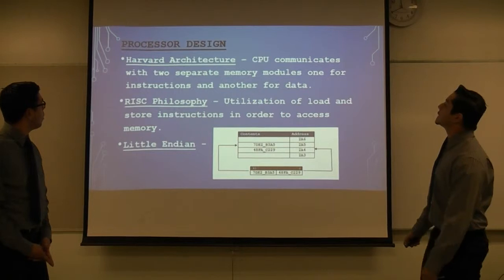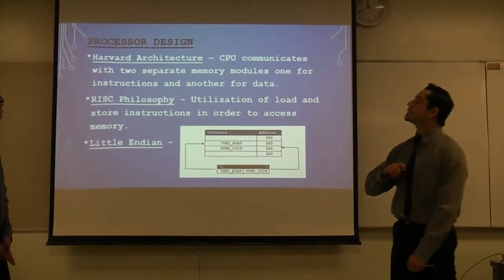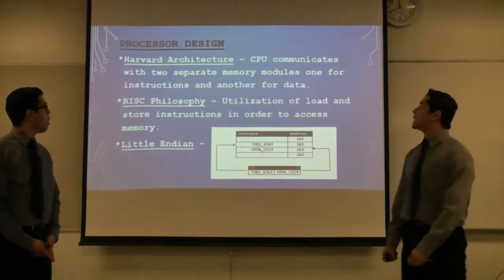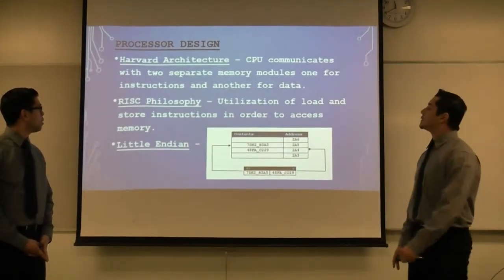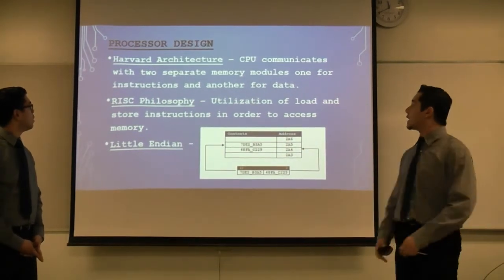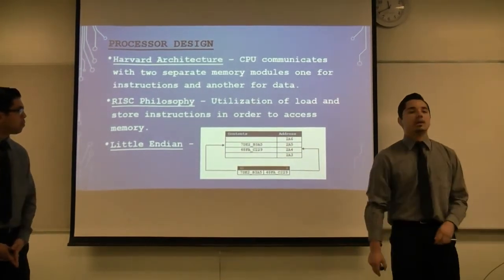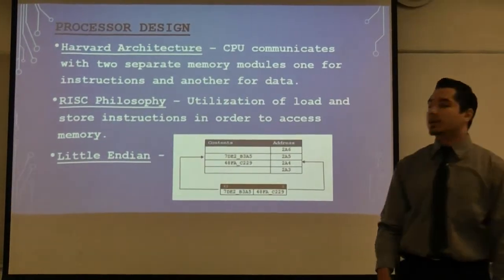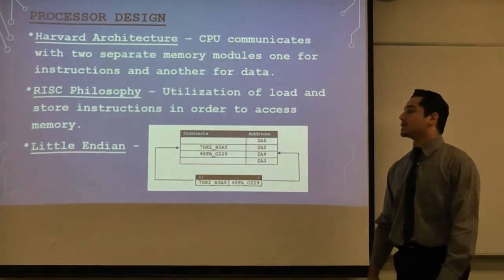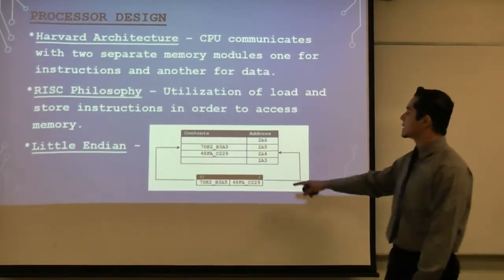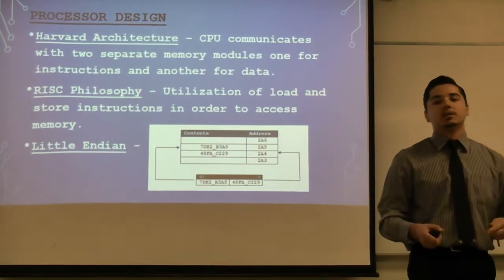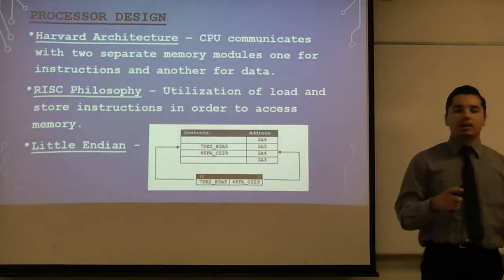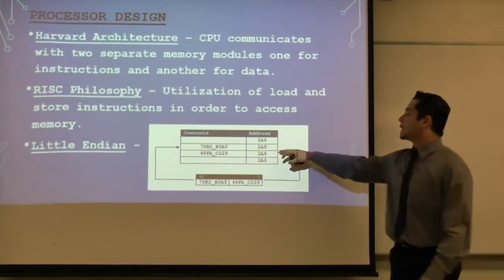All right, so let's just talk about our processor design. Sorry about that, guys. So it follows a Harvard architecture, and that involves a CPU communicating with two separate memory modules. So one for the instructions and the other for our data. It encompasses the RISC philosophy, which is using load and stores to access our memory, and it's used in little Endian format, as you can see the example here. So the lower 32 bits are going to be sent to the lower address, and then the upper 32 bits are going to be sent off to the address right above that one.